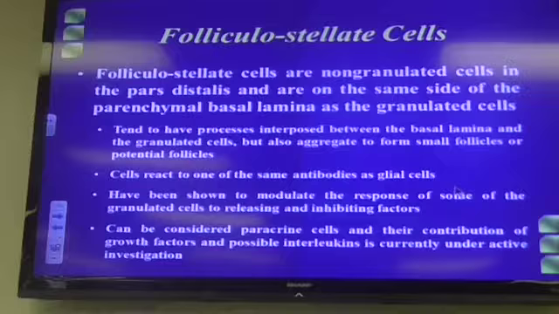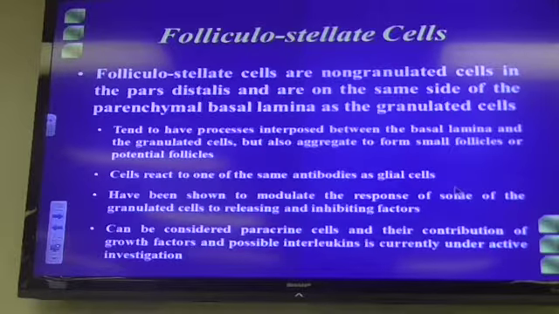Okay, now there's another cell type called the folliculostellate cells, and these are non-granulated cells, so they're not secretory. They're in the pars distalis and are on the same side of the parenchymal basal lamina as the granulated cells. In other words, they're kind of a communication between the blood vessels and the secretory cells. They tend to have processes that go between the basal lamina and the cells, so they help to strengthen it, give it some arrangements, this type of thing.